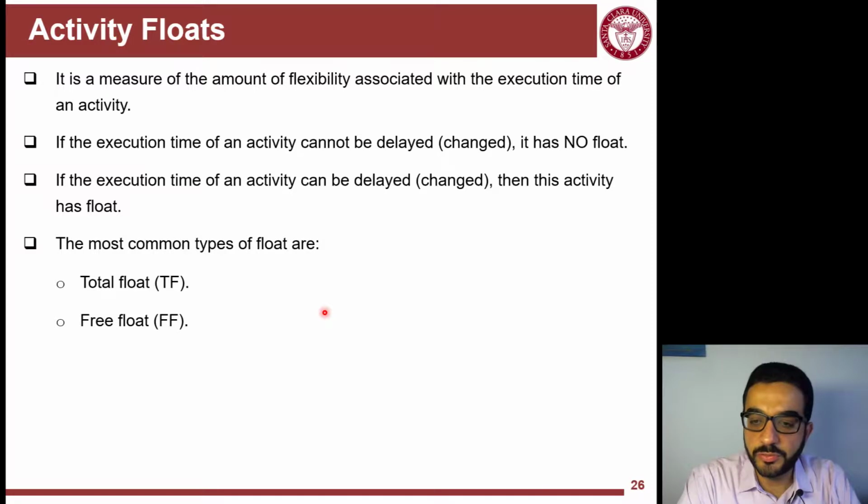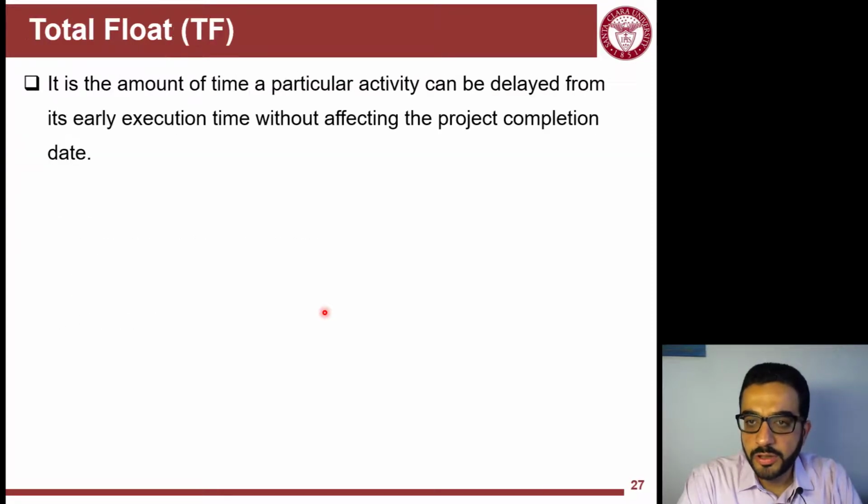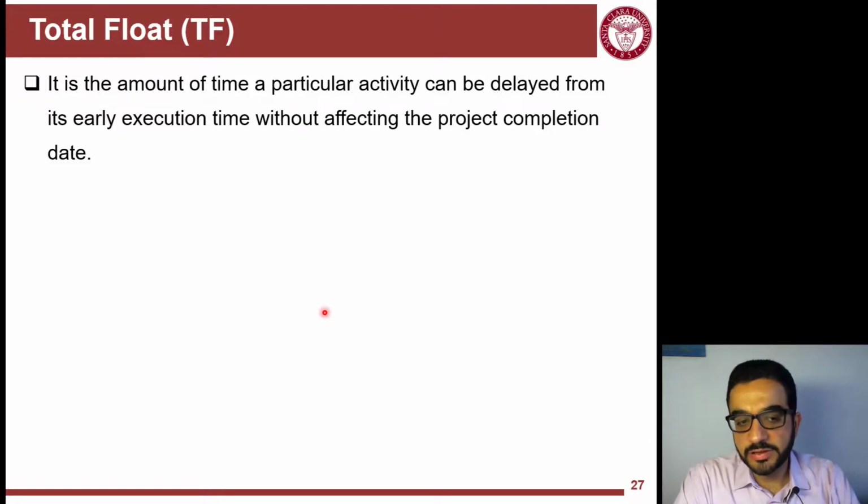This lesson will only cover total float. Total float is the amount of time that I can accept to delay an activity, or to accept it being delayed beyond its early start, without causing a delay in the project.